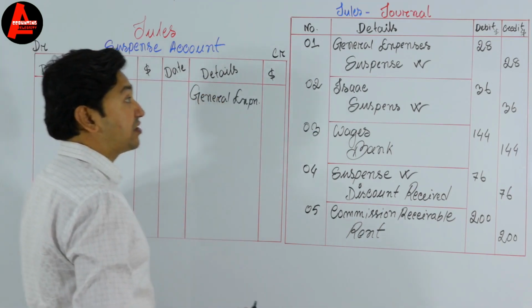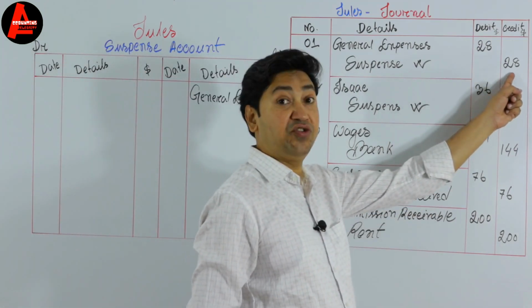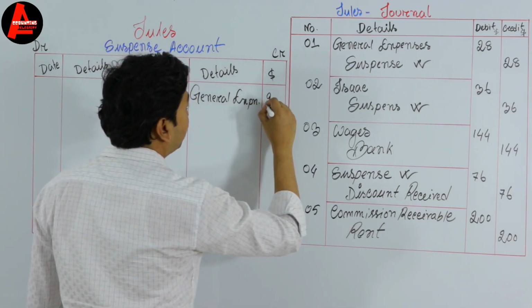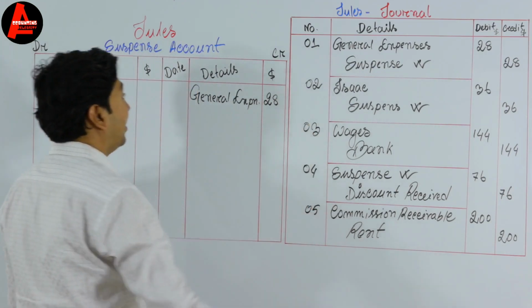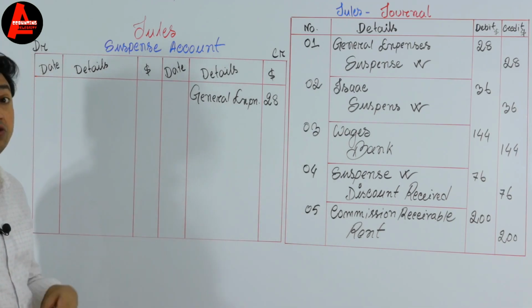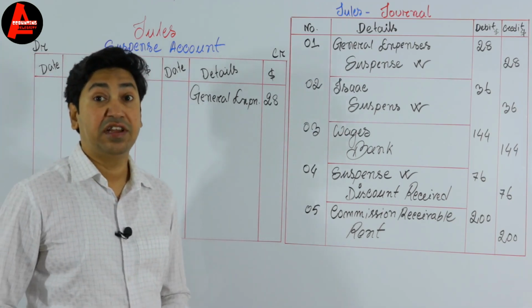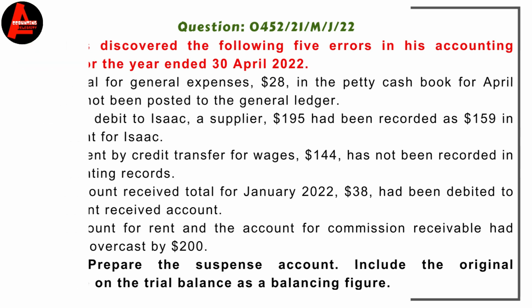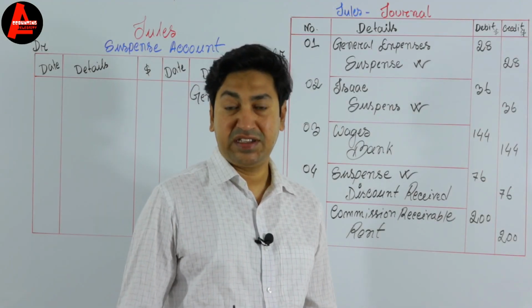Okay, so what is the amount? Amount is here $28, so we will write here 28. Okay, now date, what date should we write? In the question it is written that Julie has discovered the following 5 errors in the accounting records for the year ended 30 April 2022. Okay, so at the end of the year she discovered this error.